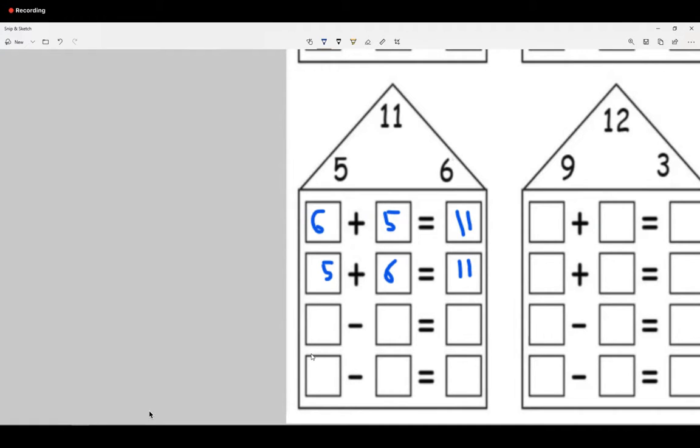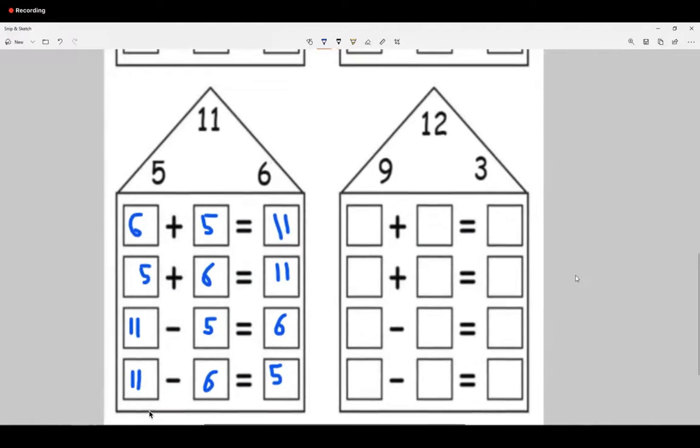All right, Adriana said 11 minus 5 equals 6. And that's true. Again, the biggest number always comes first for subtraction here. So 11 minus 5 equals 6. And then we're getting a lot of people saying the other one, which is 11 minus 6 equals 5. All right, great.